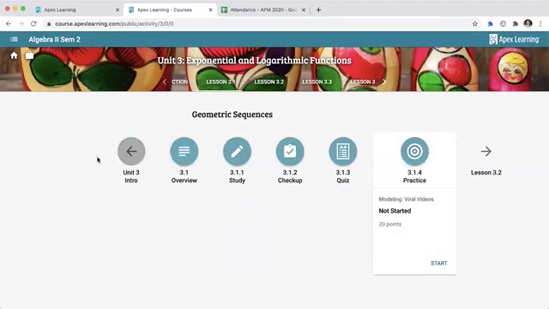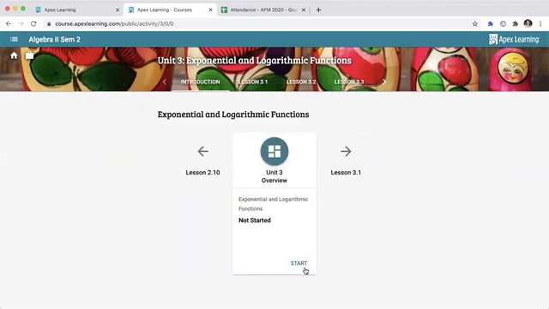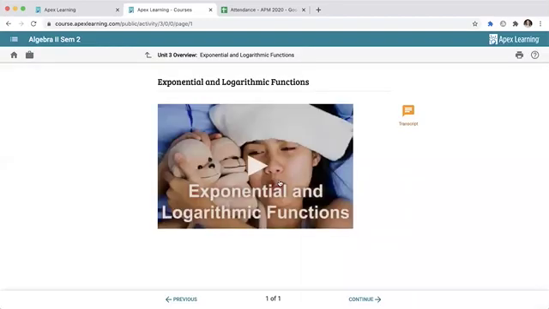If we look at our overview, again, it's on exponential and logarithmic functions, this entire unit. So you can watch this video here. They reference material from it later on, so we'll watch it together.